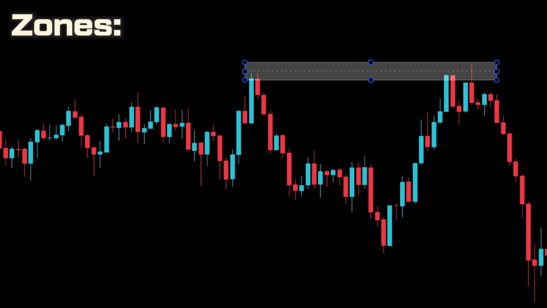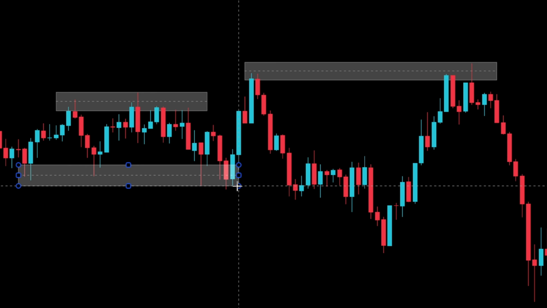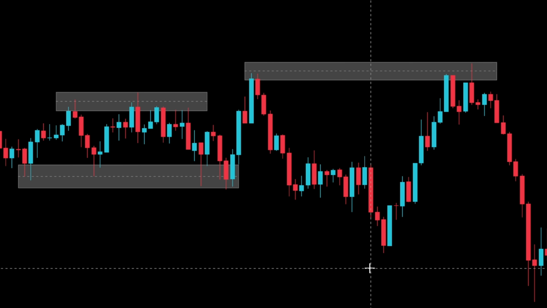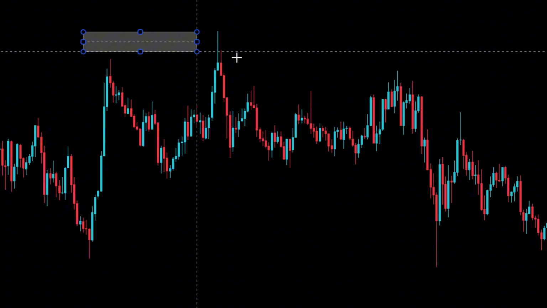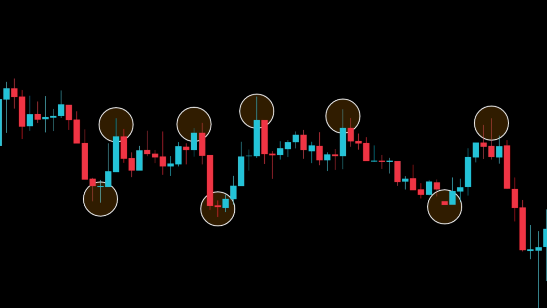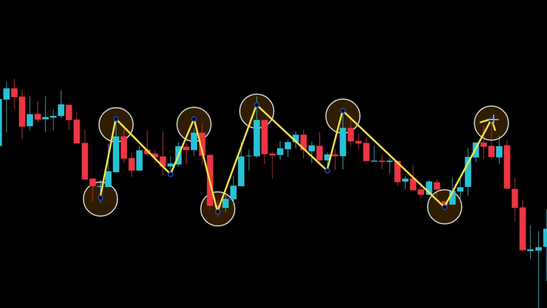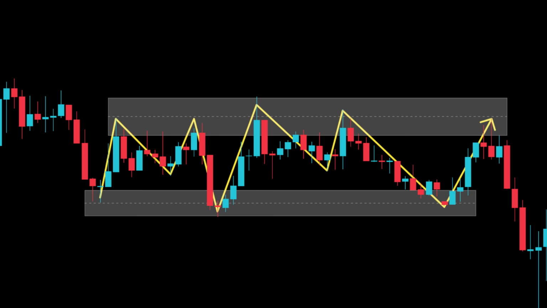A zone is a highlighted area that encompasses both the candle closes and the wicks. It accounts for market noise and false breakouts. When drawing zones, keep them thin and precise. Don't paint half the chart purple. Your zone should focus on where the most touches or interactions occurred. Treat them as areas of interest, not magic lines.